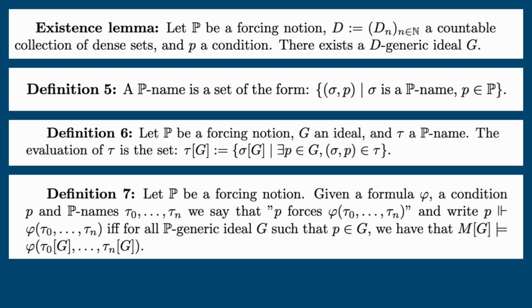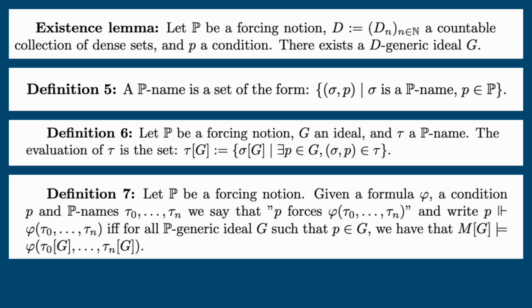So a p-name is composed of ordered pairs, sigma and p, where sigma is itself a p-name and small p is a condition from the forcing notion large P. The point of p-names is to allow us to talk about objects in the larger universe, the extension, before actually constructing that universe. They provide a way to describe how the new sets added by forcing will be built up layer by layer from the conditions in the forcing notion.